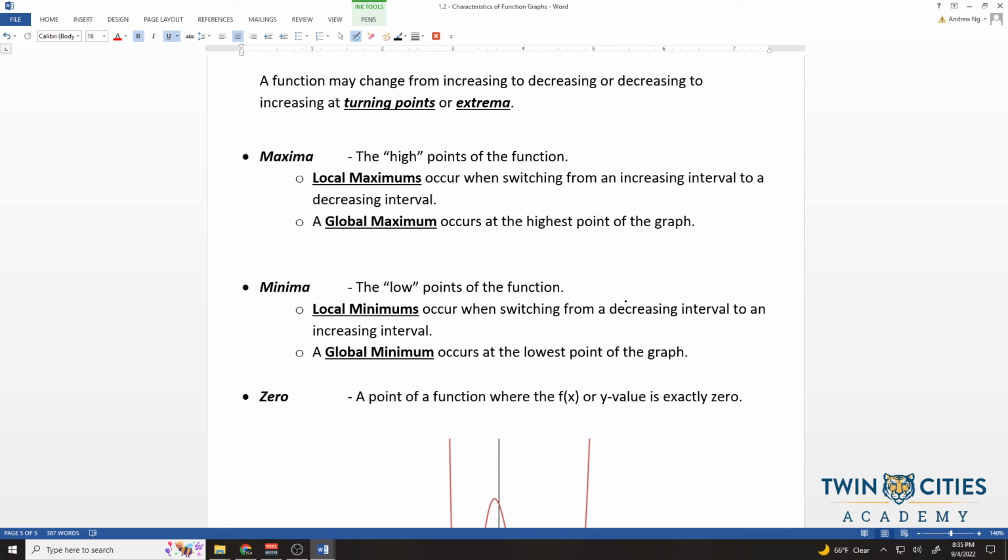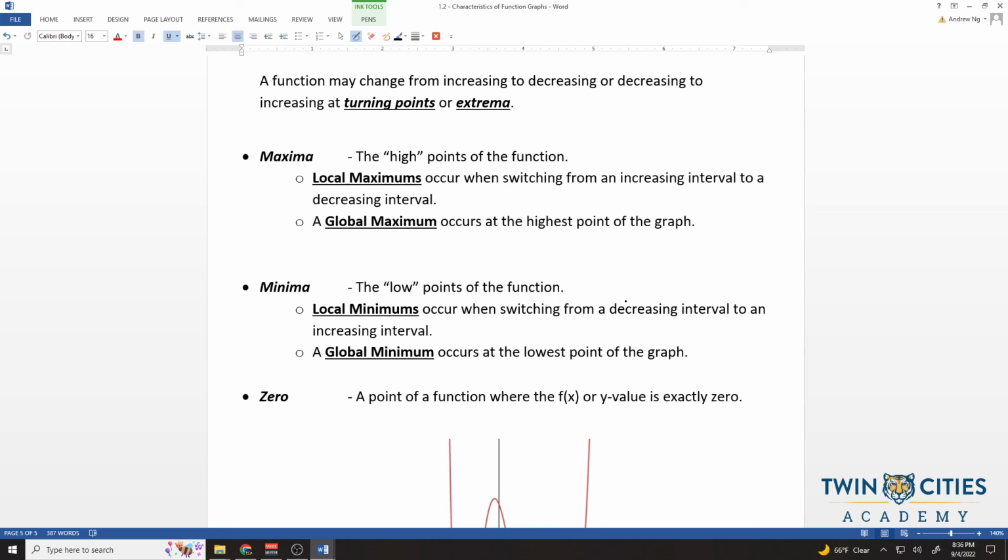Now, minima, that sounds like minimum, and these are the low points of the function. So same kind of thing. A local minimum occurs when you're going from decreasing to increasing, so when you're going down and then you go back up. Again, this could also occur if we've got an endpoint that isn't quite the lowest point of the entire graph. And then the global minimum is going to be the lowest point of the graph if there is one to be found. Now, again, if this goes down and down and down and never stops going down, then you're not going to have a global minimum.